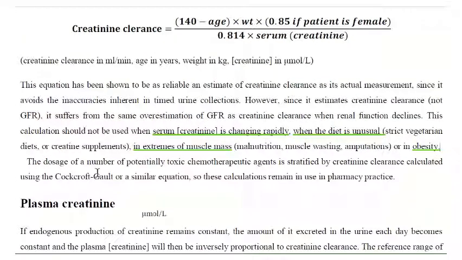The dosage of a number of potentially toxic chemotherapeutic agents is stratified by creatinine clearance, calculated using the Cockcroft-Gault or a similar equation. So these calculations remain in use in pharmacy practice.